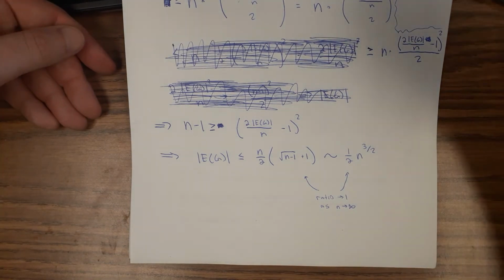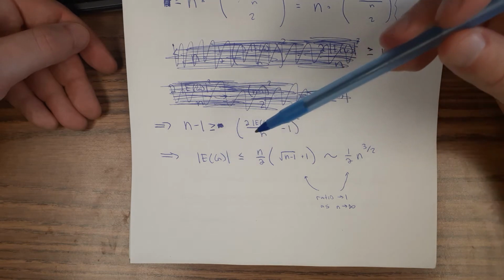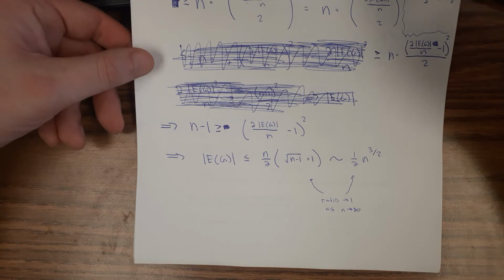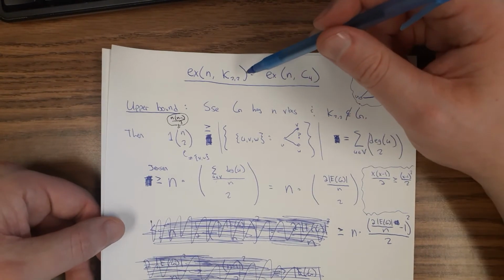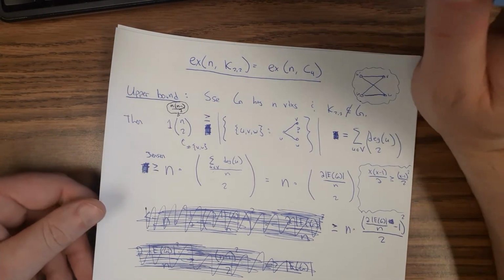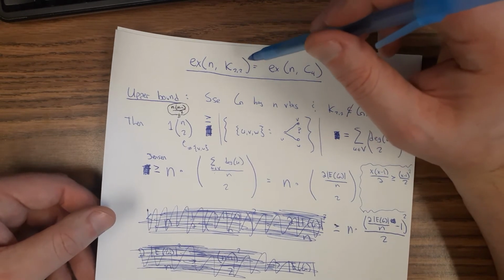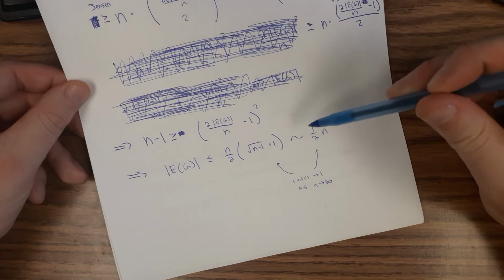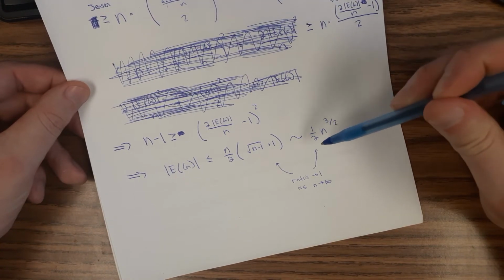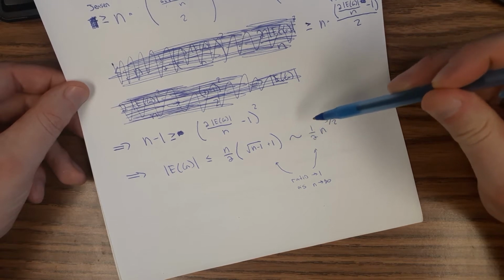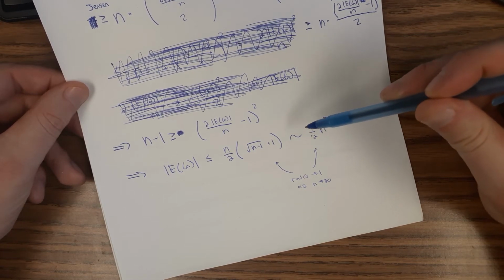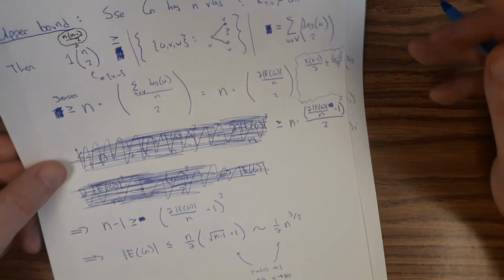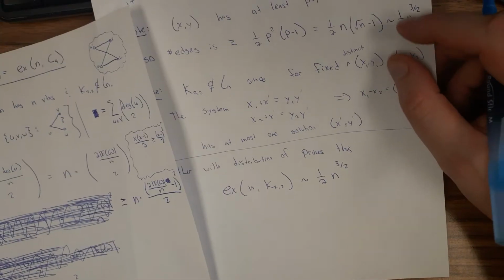Okay, so we have an upper bound on the number of edges in any graph that doesn't have K_{2,2} in it. So this is an upper bound on the extremal number. Now, I'm going to get a lower bound on the extremal number, and we're going to see that it's essentially the same. We're going to see that as n goes to infinity, the lower bound and the upper bound are both essentially this, which is a rare success, a rare victory in the subject of extremal graph theory. So let's see it.